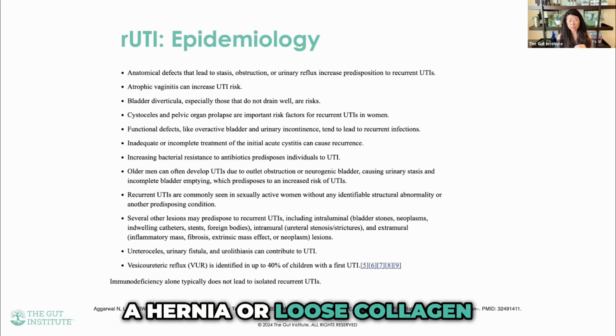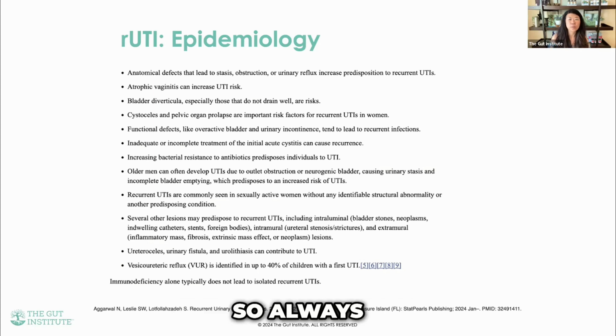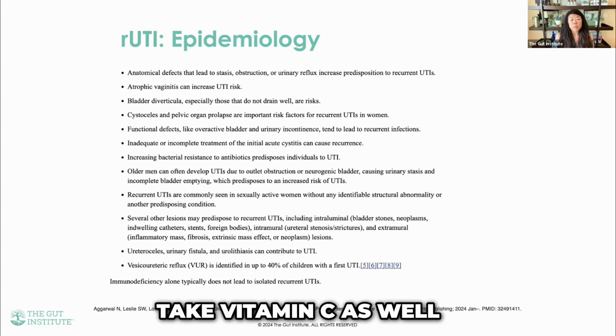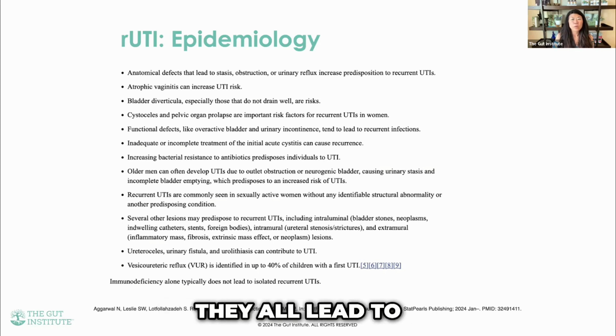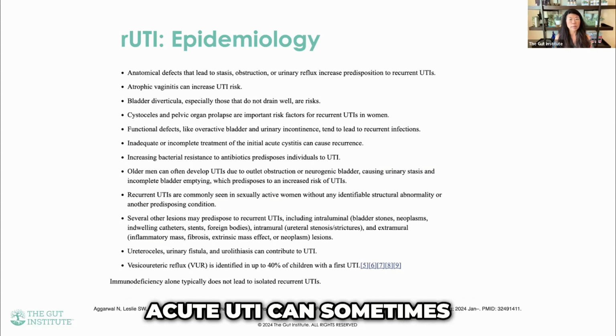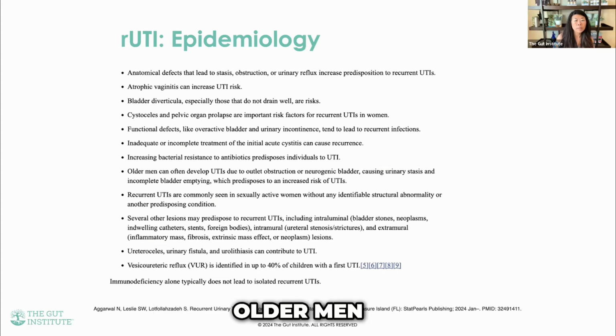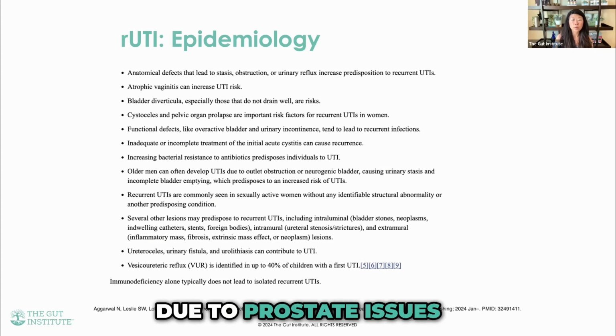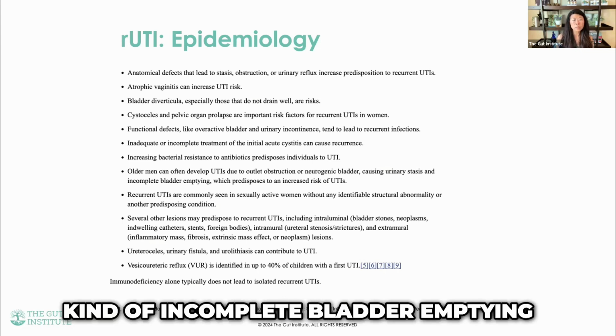Anytime we're having a hernia or loose collagen, these are not ideal. So always, I think, to stay healthy, exercise, keep your smooth muscle really healthy. Take vitamin C as well. Functional defects, overactive bladder, urinary incontinence, they all lead to a risk of recurrent infections and UTIs. Incomplete treatment of an acute UTI can sometimes lead to recurrence. Older men can also develop UTIs due to prostate issues, outlet obstruction, neurogenic bladder, any kind of incomplete bladder emptying.